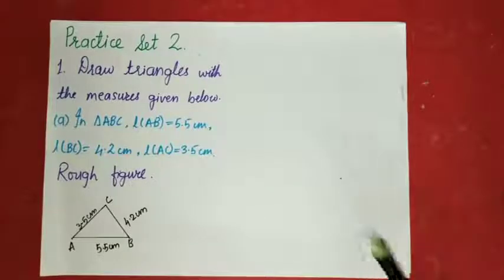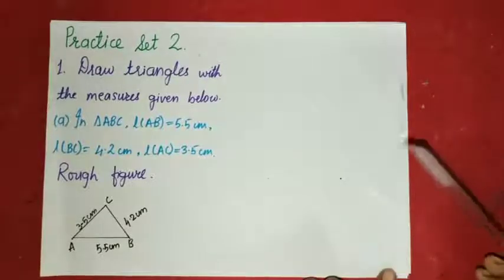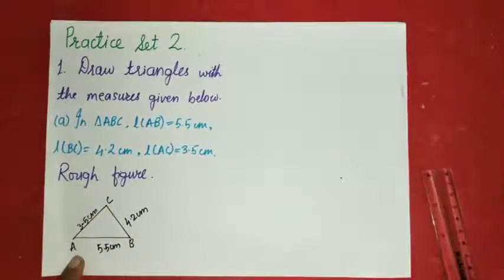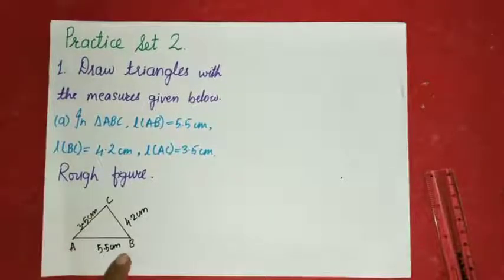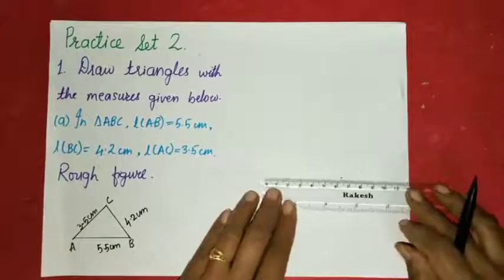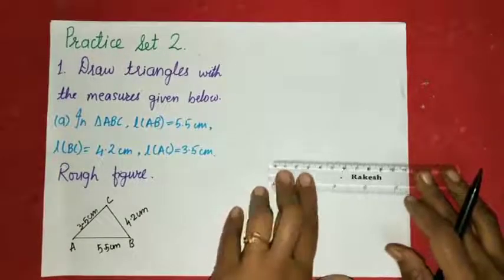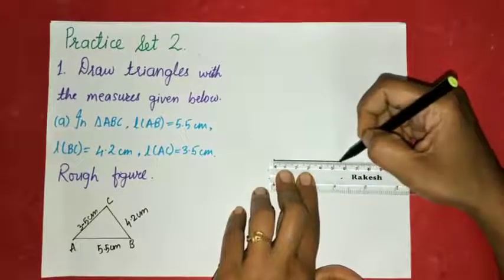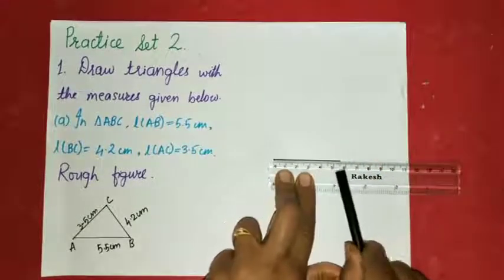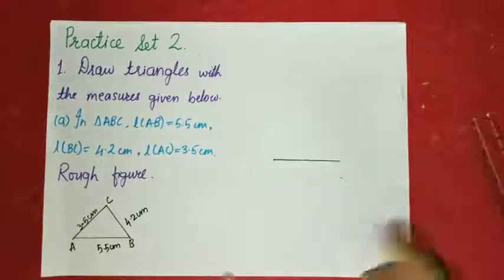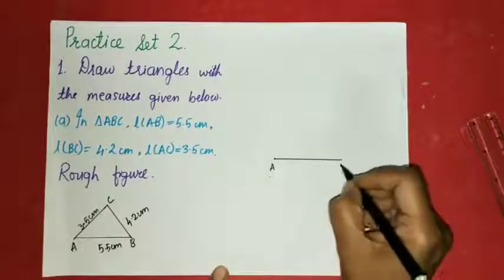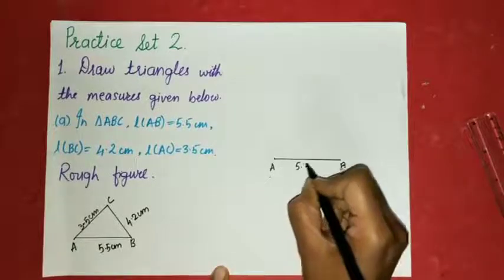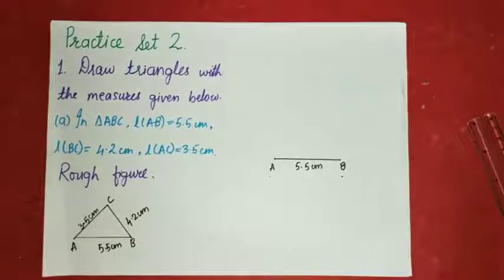Now we will draw the exact figure for the given measurement. From this rough diagram, it is clear you have to first draw segment AB of 5.5 centimeter. So take your ruler, from 0 draw up to 5, that is 5 centimeter and 5 millimeter. Now give the name to this segment. It is segment AB. The measure of this segment is 5.5 centimeter. So we will write it there.